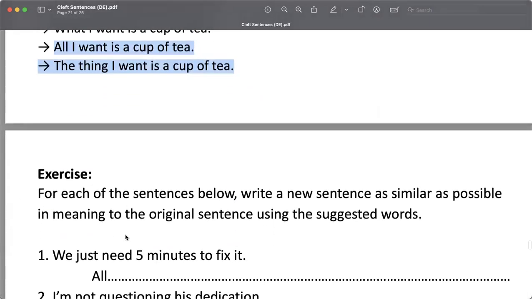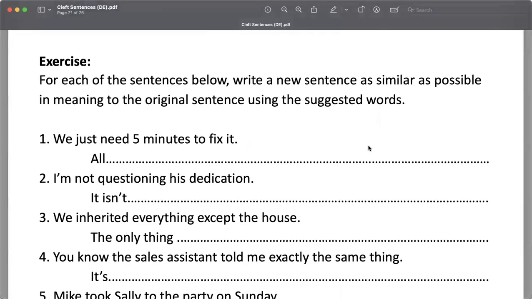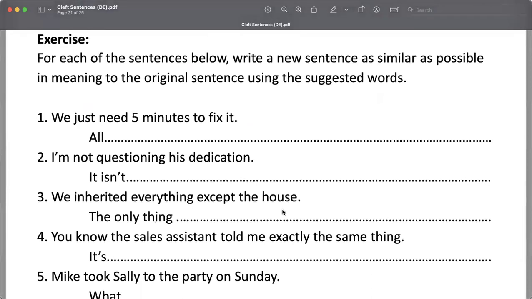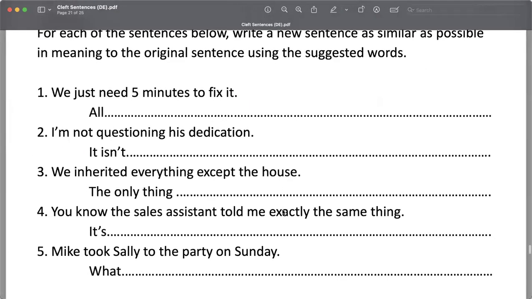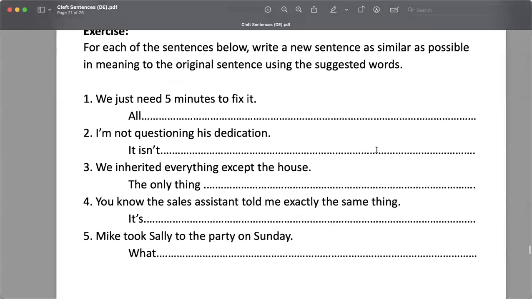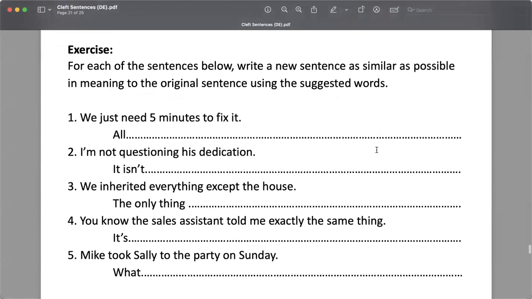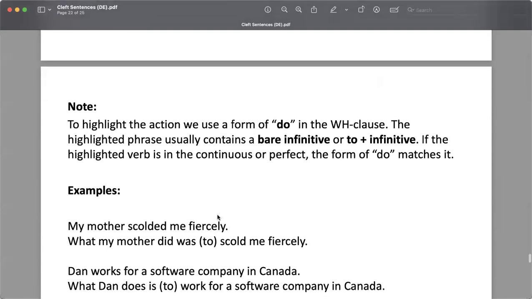Now an exercise. For each sentence below, write a new sentence as similar as possible in meaning to the original sentence using the suggested words. We just need 5 minutes to fix this, right? You have to make your own sentences now. You can take a screenshot of this, which would make it very easy to understand, and make your answers at home as well. Now you have to understand this one.